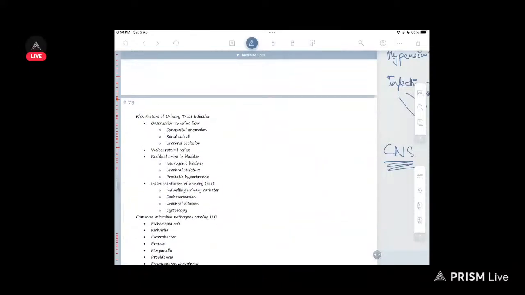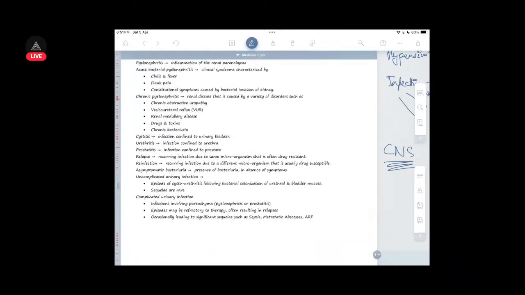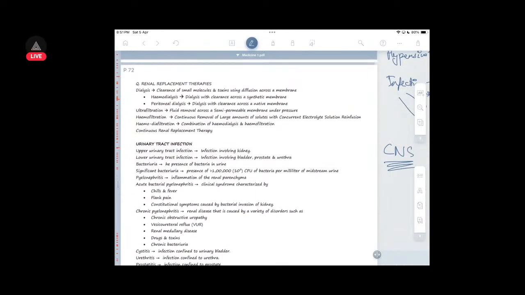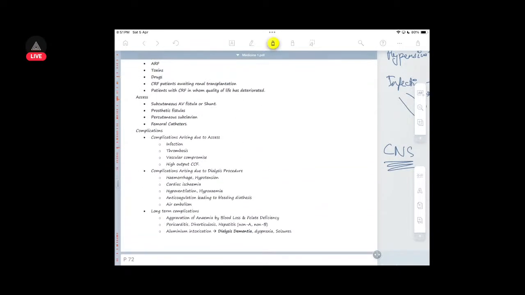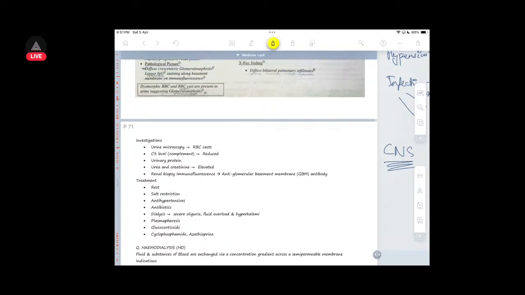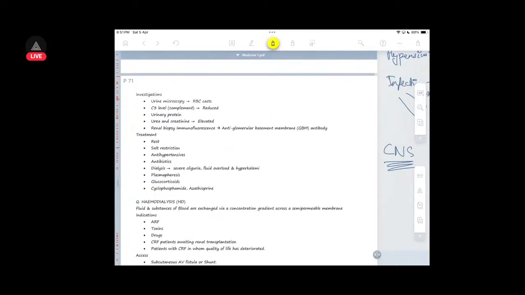Yeah, AKD and CKD I'll do with another textbook. Remaining all I'll do from here only.